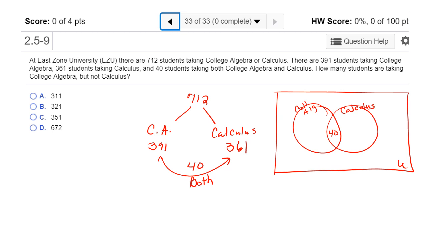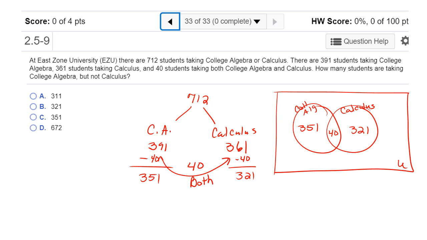Since 40 students are taking both classes, I need to subtract 40 from the original college algebra. That gives me 351. 351 students take only college algebra. Likewise, I'm going to subtract those 40 overlapping students from their calculus class, and that will leave 321. So 321 students take only calculus. Now, to double check yourself, if you add the college algebra, that's still 391, as in the statement. If you add up all the calculus students, that's still 361, as in the original statement.